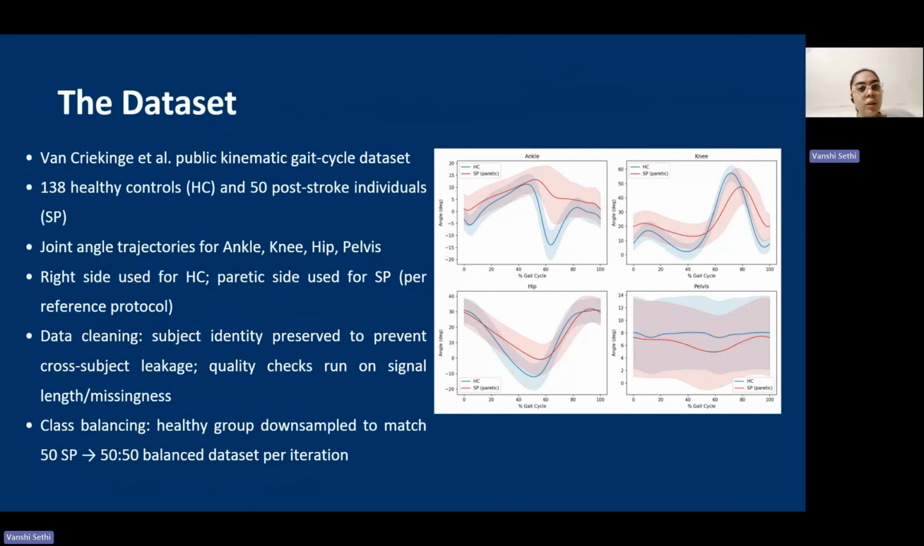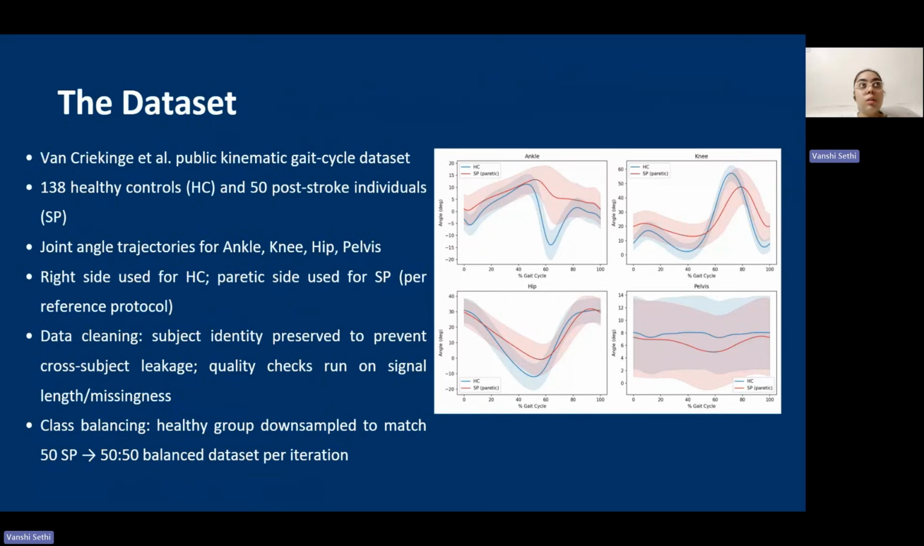Next is the data set part. I have already told you that this data set has 138 healthy persons and 50 stroke patients. But I extracted only the angles from it because I was working on kinematic data. After that, I cleaned this data to prevent any kind of leakage, summed them, and checked if anything is infinity because it's not interpreted by a machine learning model. I converted those into NaN, then took the average. And if it was totally infinite and not useful, then I discarded it, otherwise not. Then 50-50 is the class balance I took.